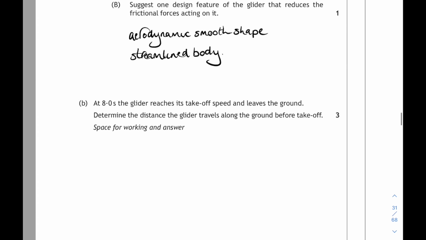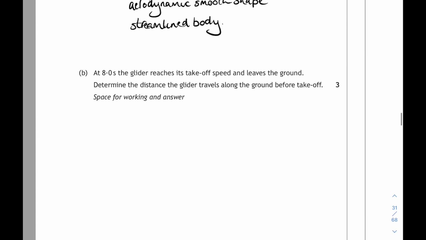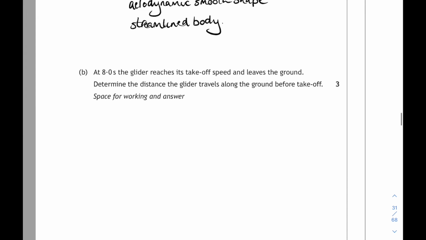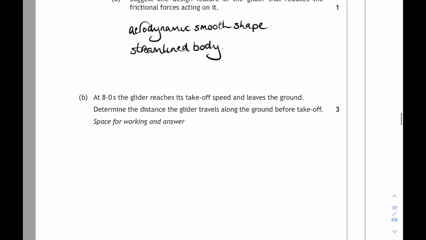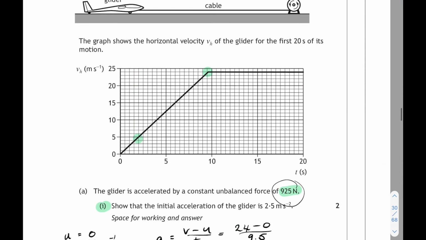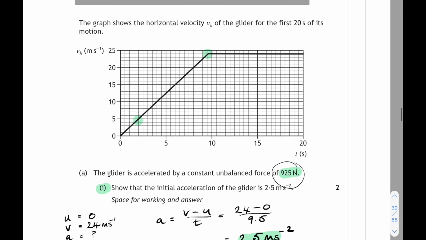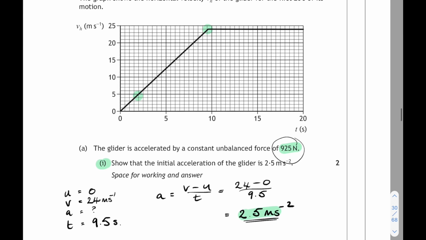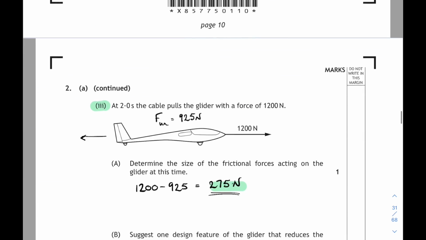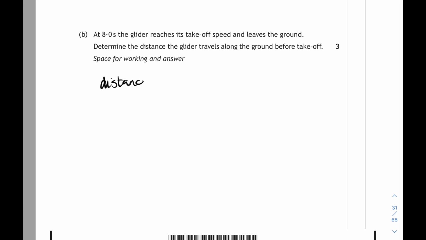Part B. At 8 seconds the glider reaches its takeoff speed and leaves the ground. Determine the distance the glider travels along the ground before takeoff. Well, we were given a graph right at the beginning of the question, and you can work out the distance gone by an object from its velocity time graph by working out the area under the graph up to the time we're interested in, which is 8 seconds in this case. So that's while it's still accelerating.